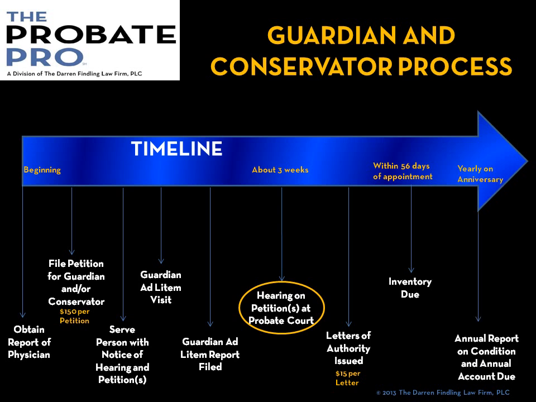And then yearly, on the anniversary of the appointment, an annual report on condition is filed with the probate court indicating how the person is doing, and an annual account is filed in a conservatorship identifying all of the income and expenses that have occurred within that year. It's very important that accurate records, very detailed and accurate records, are maintained, because each year that will be filed with the probate court, on a yearly basis on the anniversary.